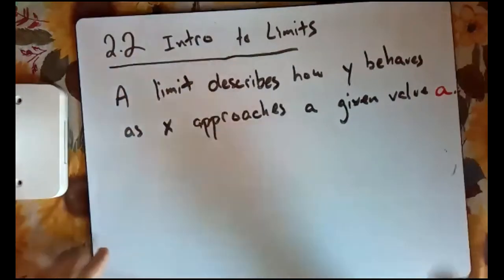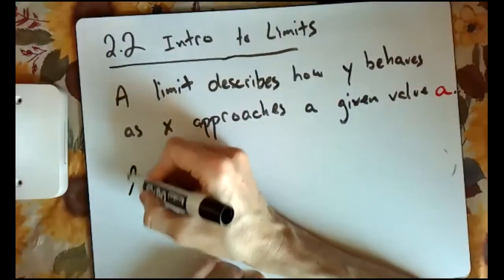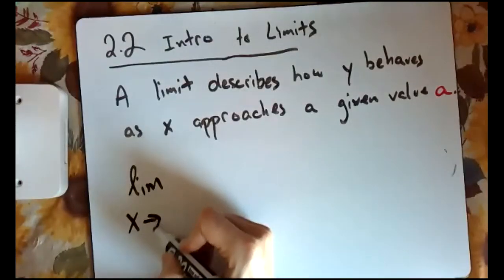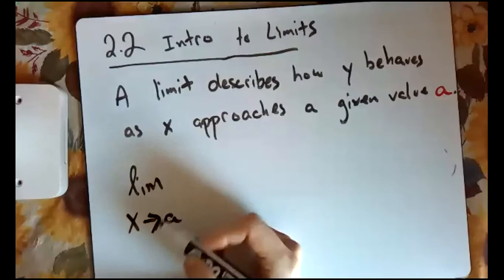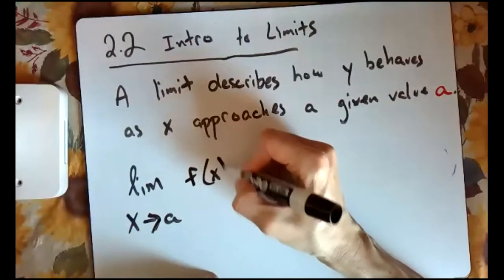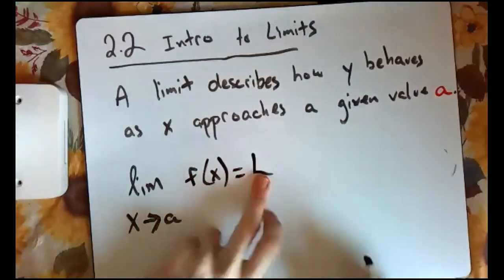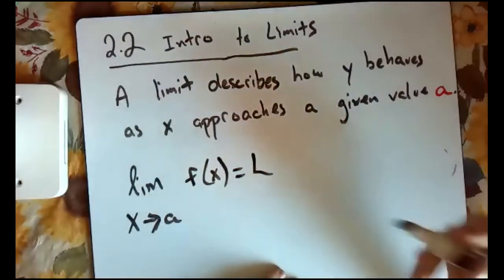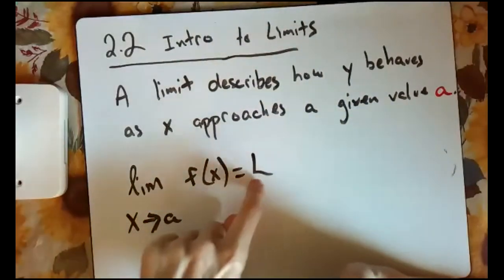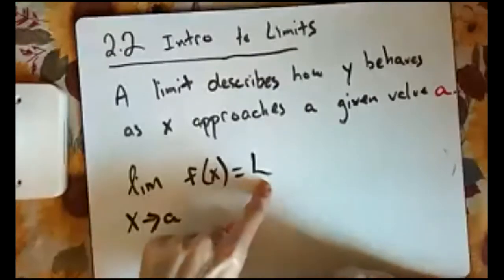And there's notation that we have for this right here. You'll usually see it like this, the limit, and they'll have this. So that would be the limit as x approaches a of f of x is equal to some limiting value right here. So the limit as x approaches a of f of x is equal to some value.